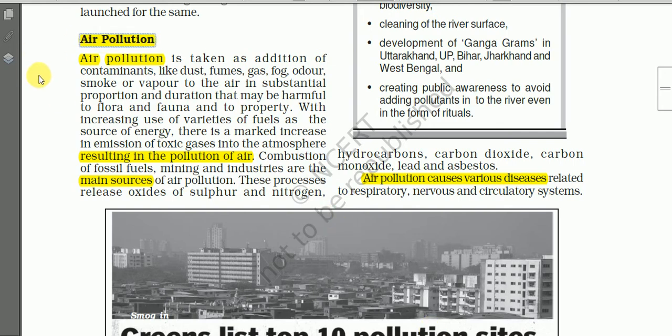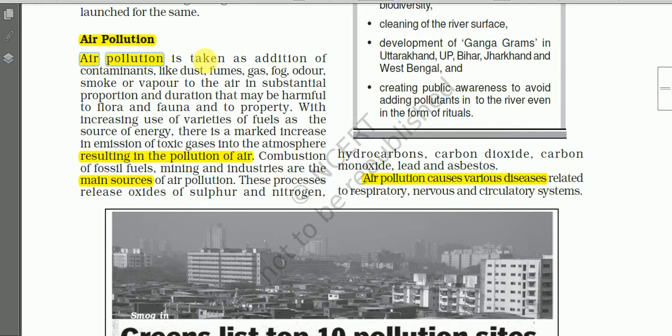So the next important type of environmental pollution is air pollution. Air pollution refers to the release of pollutants into the air that are detrimental to human health and the planet as a whole. So this is a very simple definition of air pollution, okay? Air pollution refers to the release of pollutants, substances, into the air that are detrimental, that is harmful, to human health and the planet as a whole.